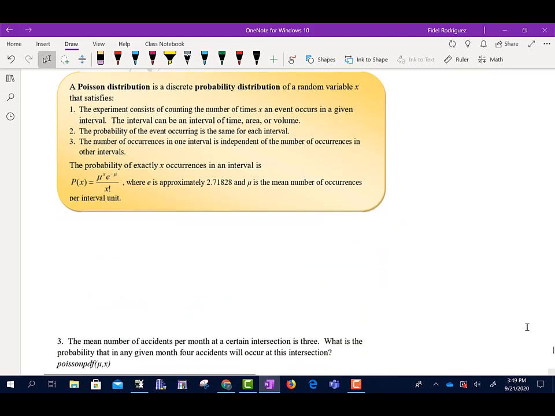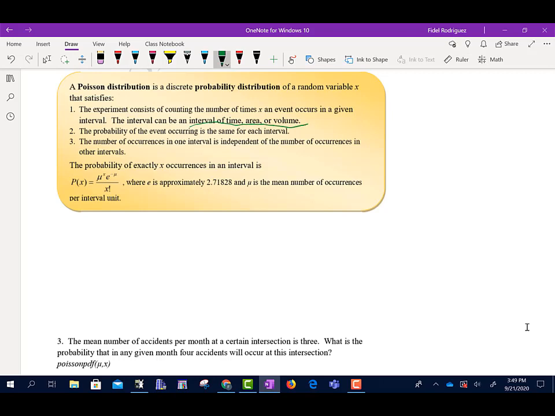Alrighty, let me keep scrolling down here. Now we have something a little different. We have something called the Poisson distribution. It says a Poisson distribution is a discrete probability distribution of a random variable x that satisfies: Number 1, the experiment consists of counting the number of times x an event occurs in a given interval. This interval can be an interval of time or area or volume.